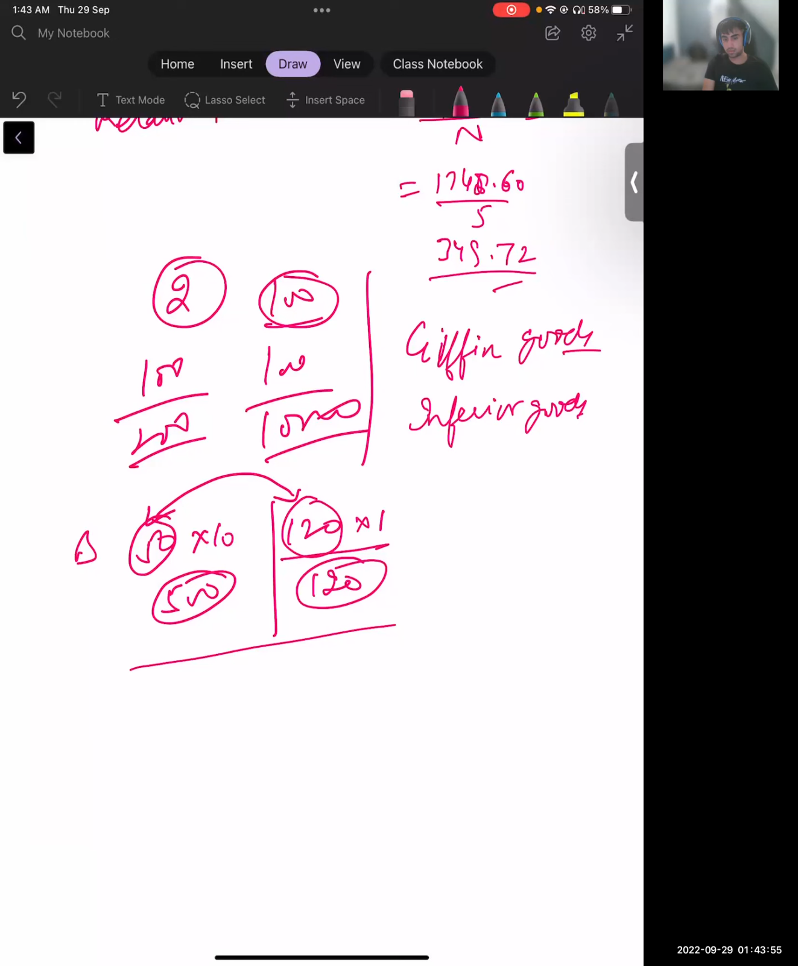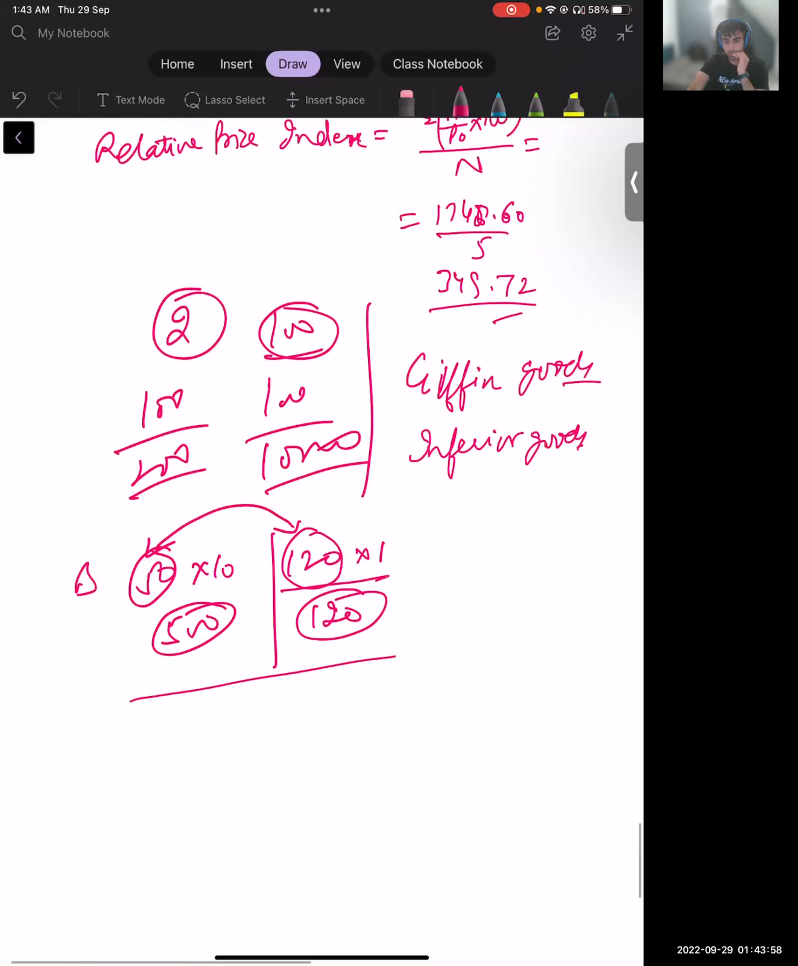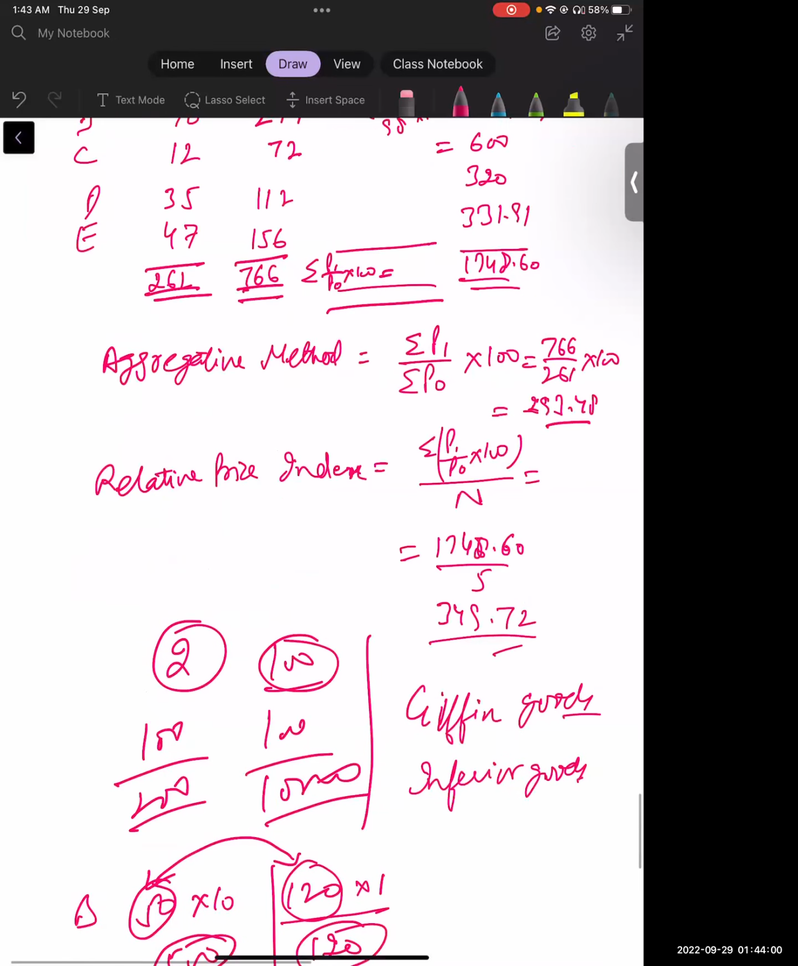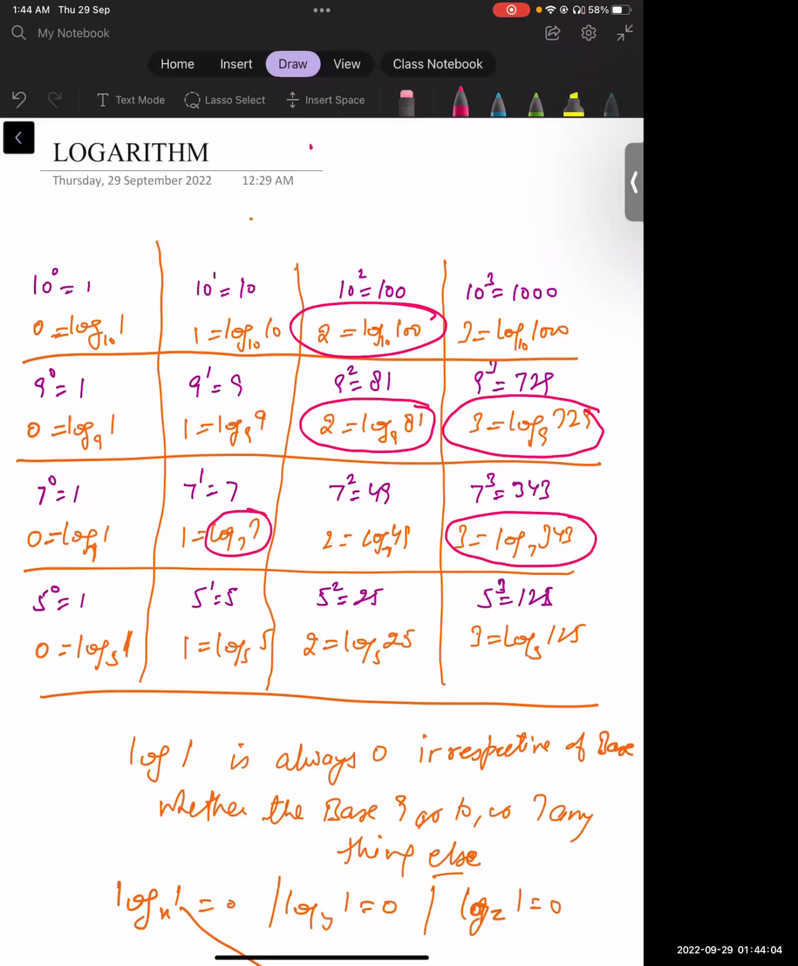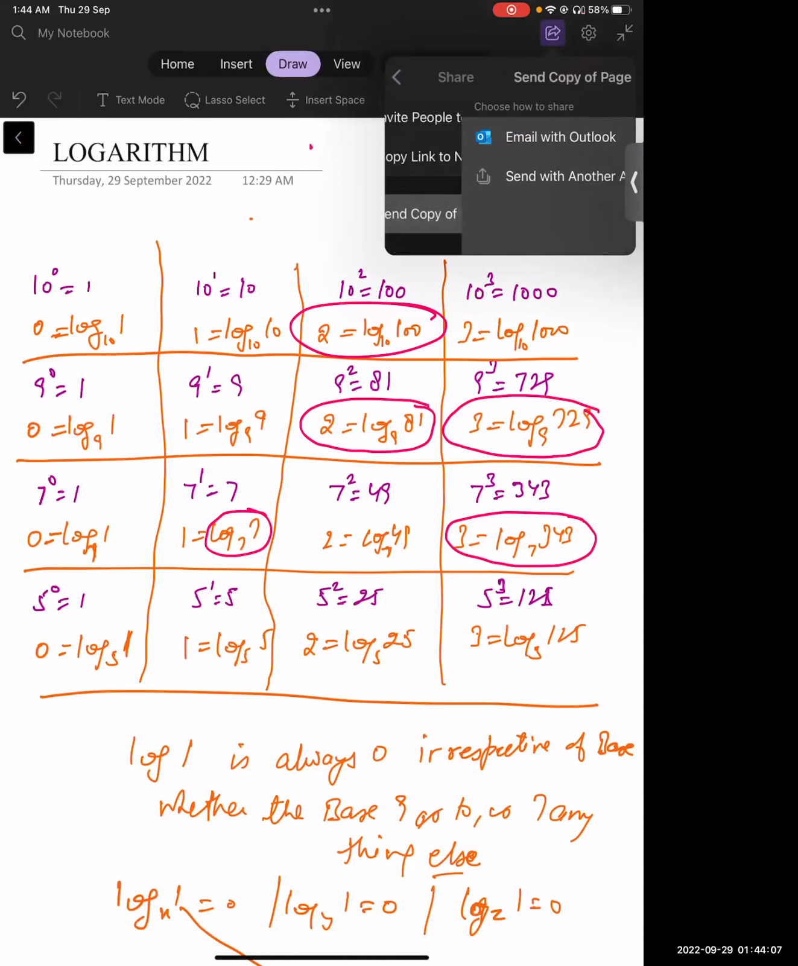Today I've told you about logarithm basically, because logarithm is one of the important topics that we use everywhere. I'm just sending you the file and you can go through it.